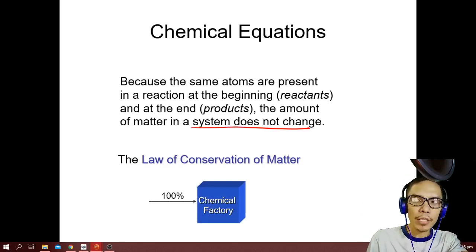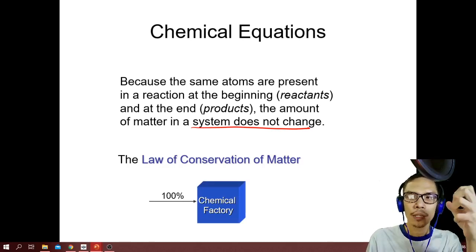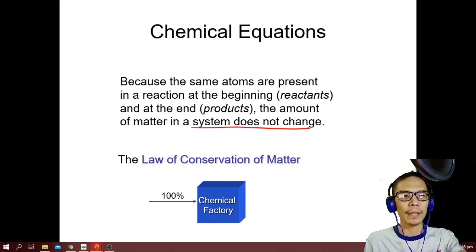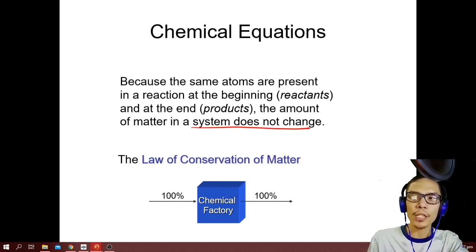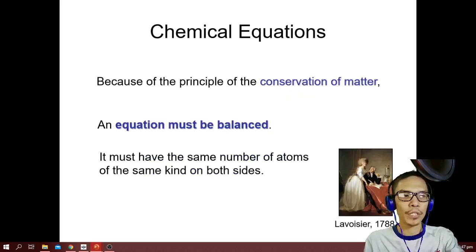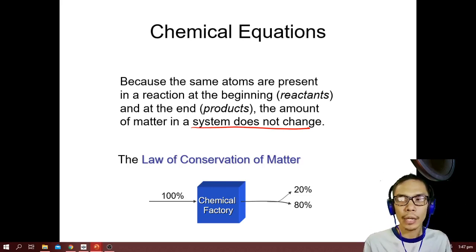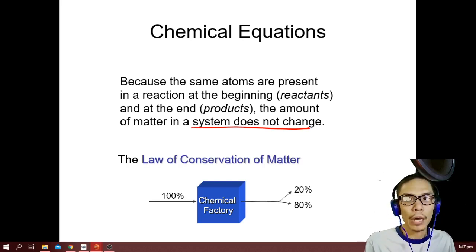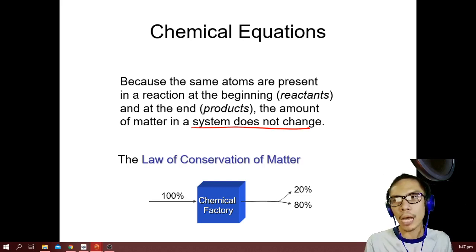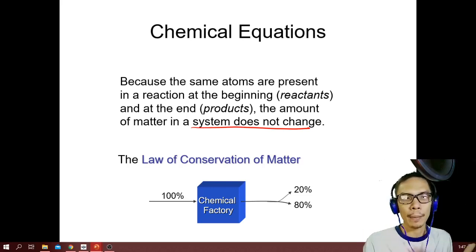So like what I've said earlier, if there's 100% in your chemical reaction that entered as a reactant, then it must be split into the same amount, 100%, but in different percentages of your products. Still 100%. So that is in an isolated system. Now, if your chemical reaction happens in a not so isolated system, then there will be an external factor that might affect the chemical reaction.